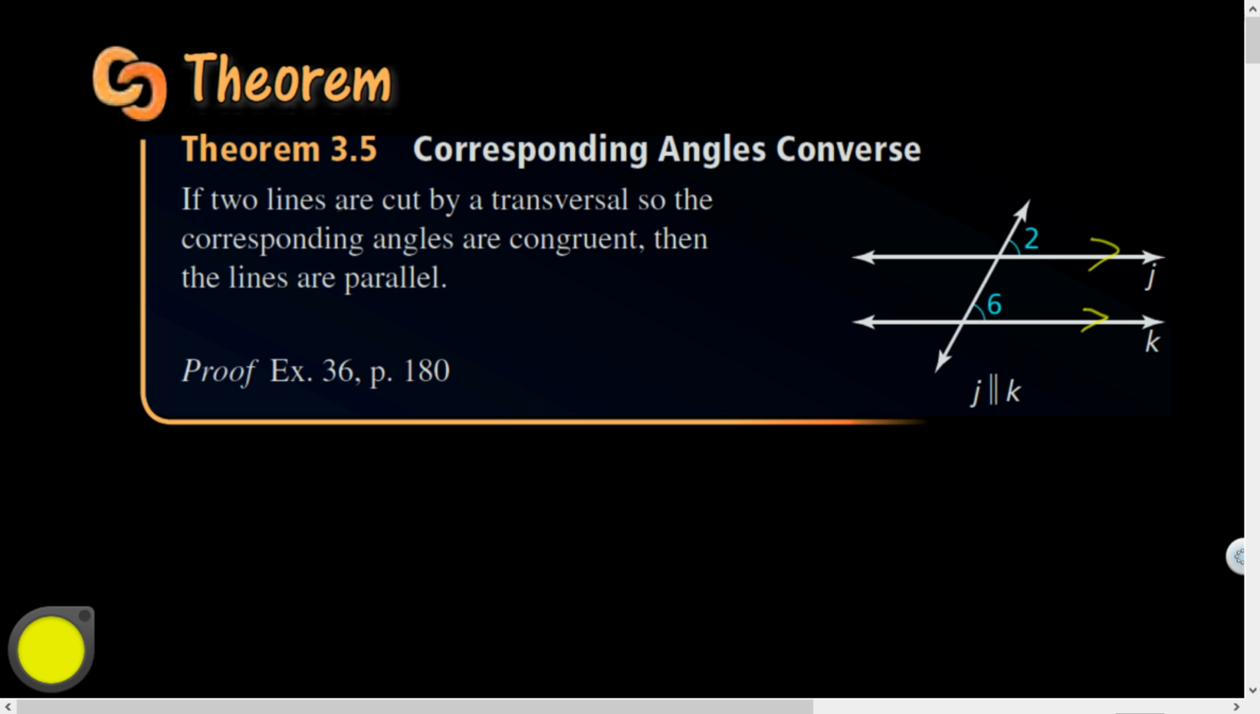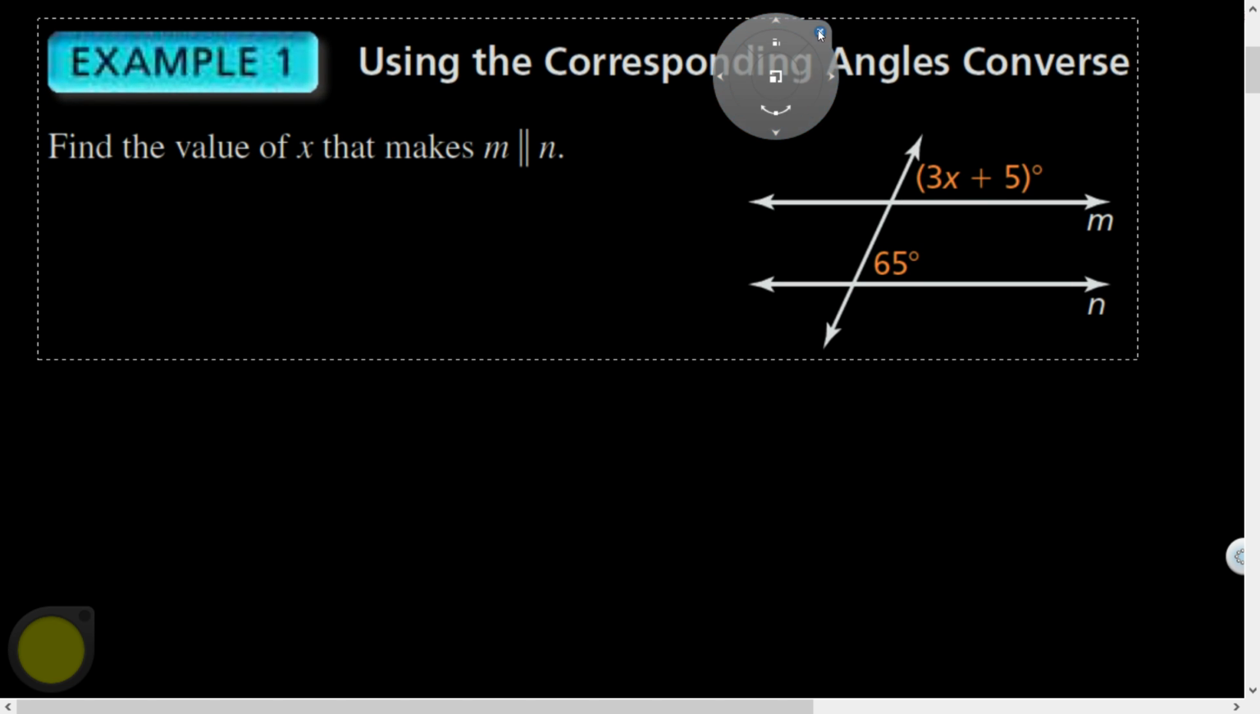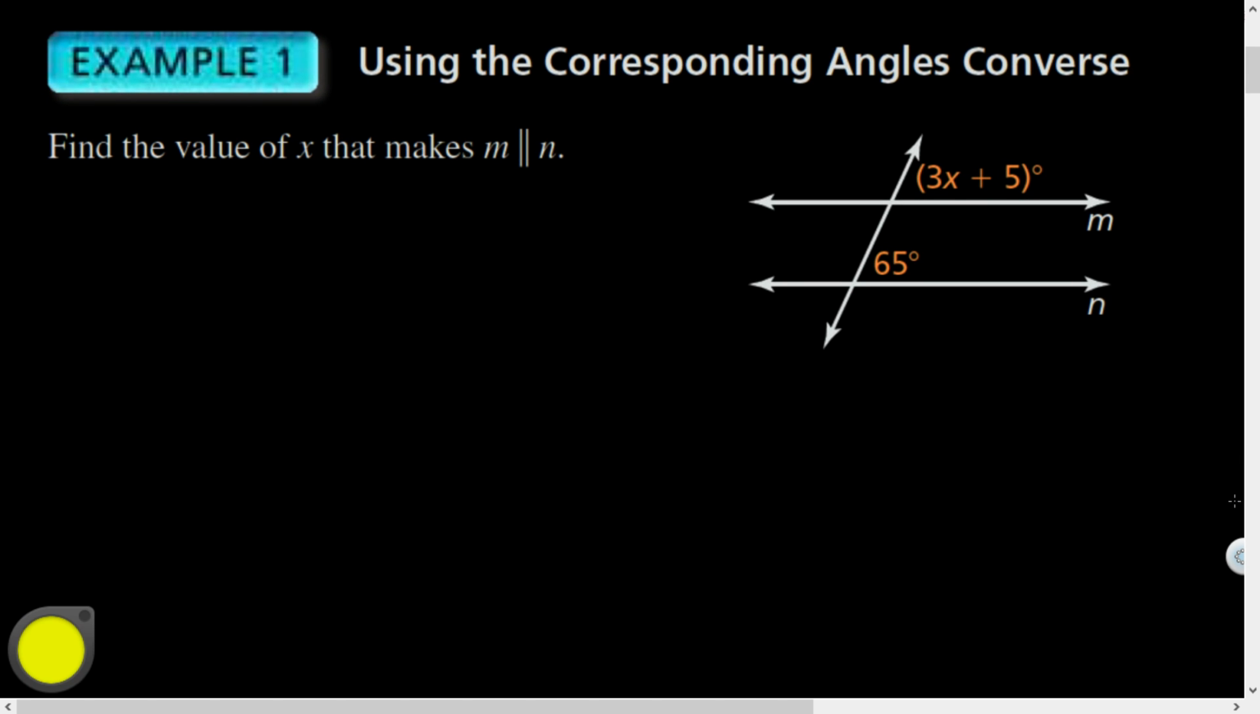So you're going to now have to pay attention to whether or not you started with parallel lines and are proving things about angles, or are starting with information about angles and are attempting to prove lines parallel. So here it says, using the corresponding angles converse, find the value of x that makes the lines parallel. There we go.